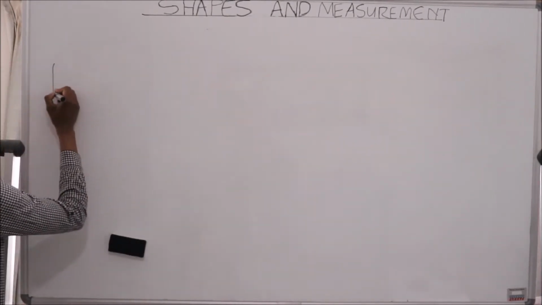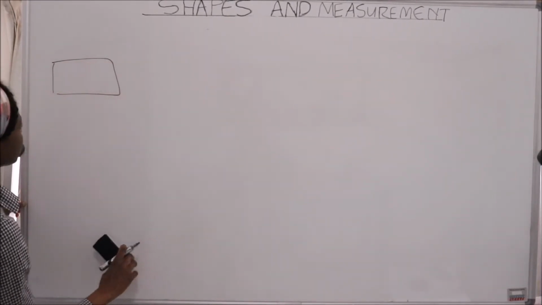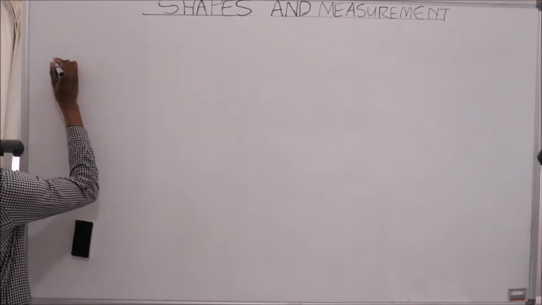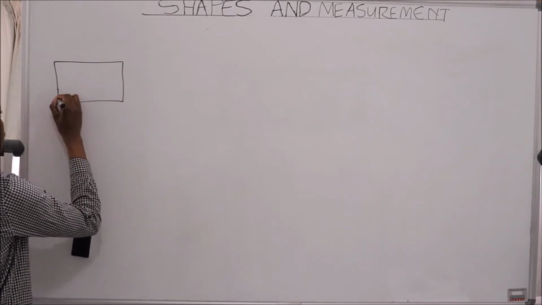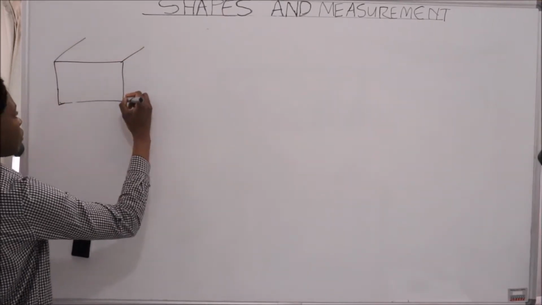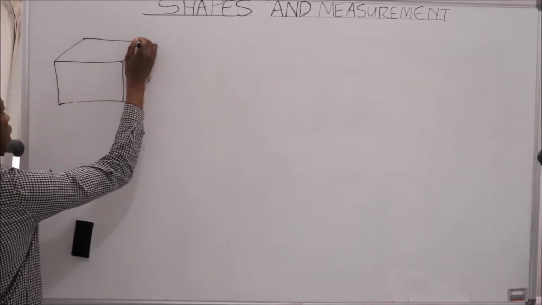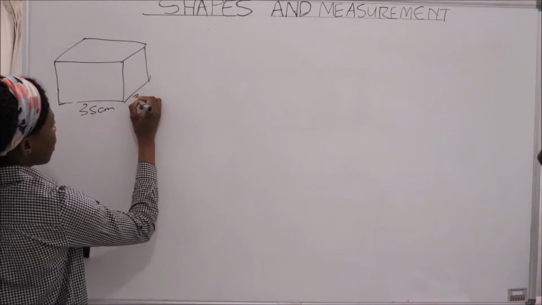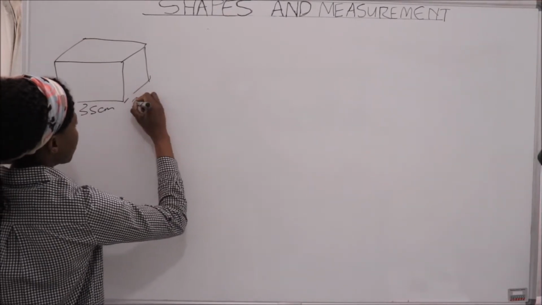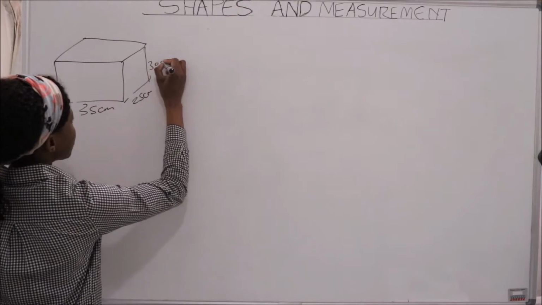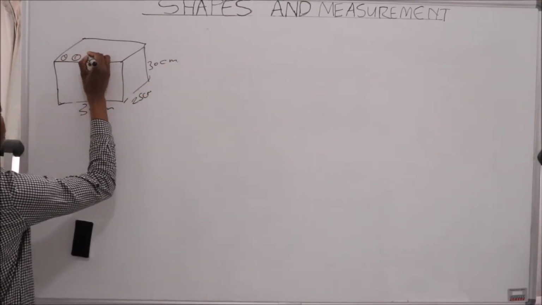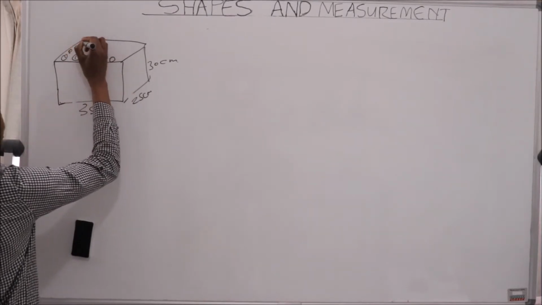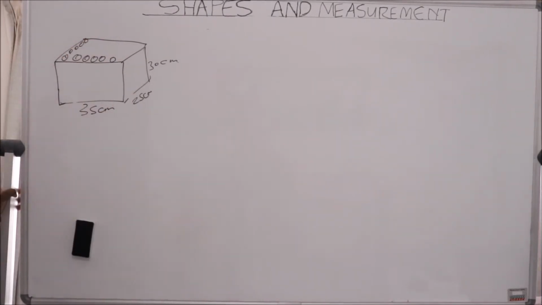We have a rectangular box. Sorry guys, I'm not drawing it to scale. Here it is, and it's in 3 dimensions. So what we have here is 35 centimeter, 25 centimeter on breadth, and 30 centimeter on height. Here we have 7 newspaper rolls in 1 row, and we have 5 rows in this rectangular box.